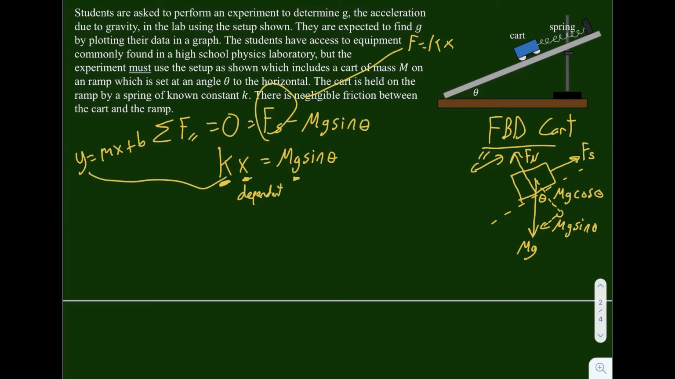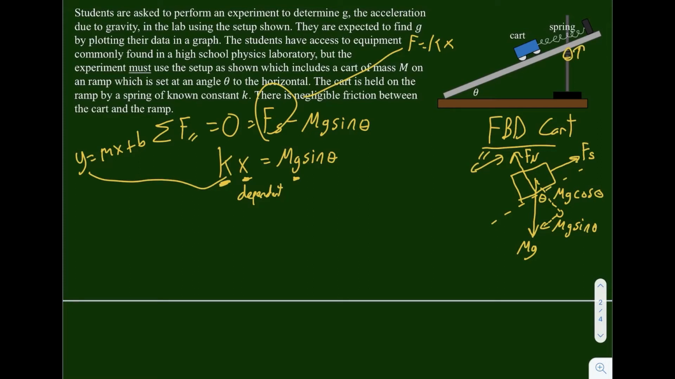That'll be my y variable at some point. So I can either vary theta or mass, either one. I guess you could add masses to the cart and vary the mass, but what I'm going to do here, I'm going to vary theta because it's pretty easy to just move this clamp up and down and change the angle of the incline. So I'm going to change theta.